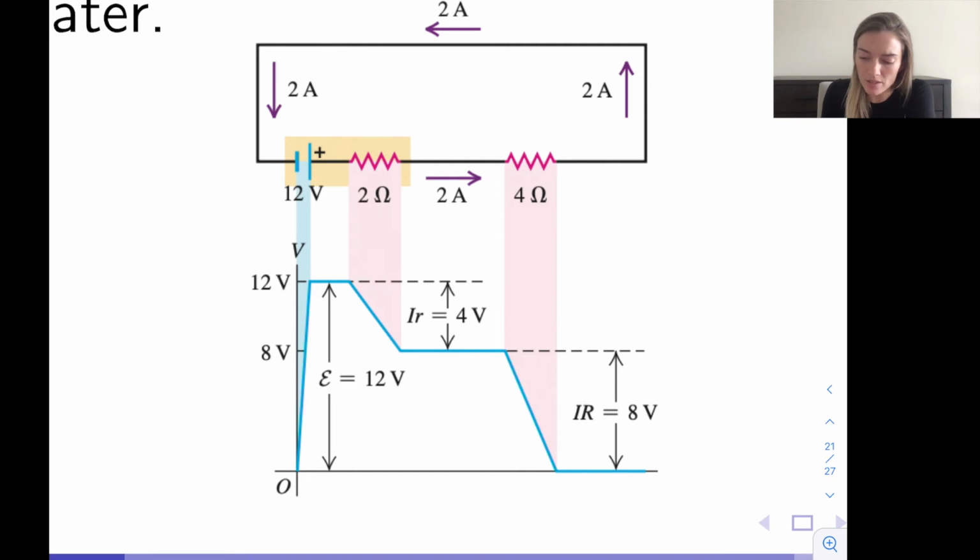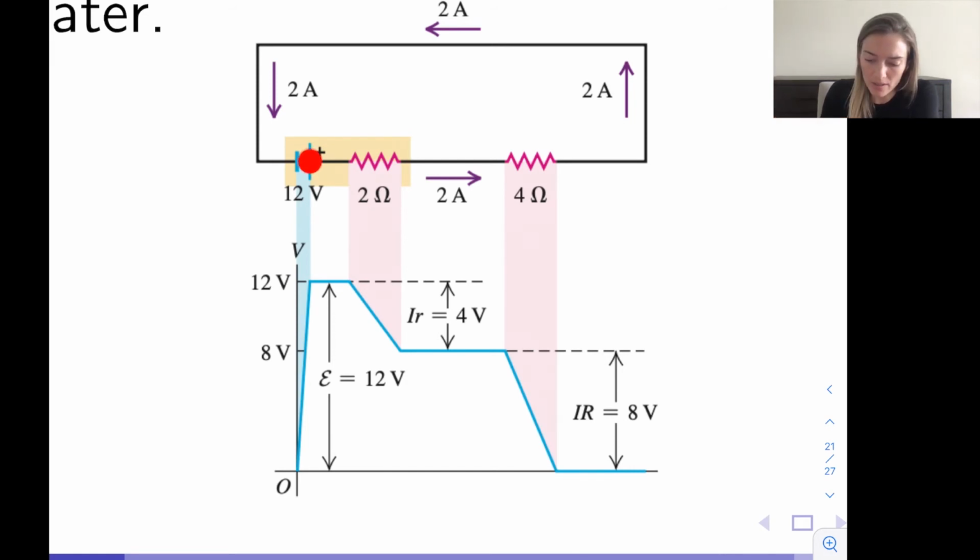Now resistors are where we lose energy. For example, the coils in your toaster are very high resistance. So when you send a current through them, they get really hot and they dissipate energy. So you lose energy when you go through a resistor.